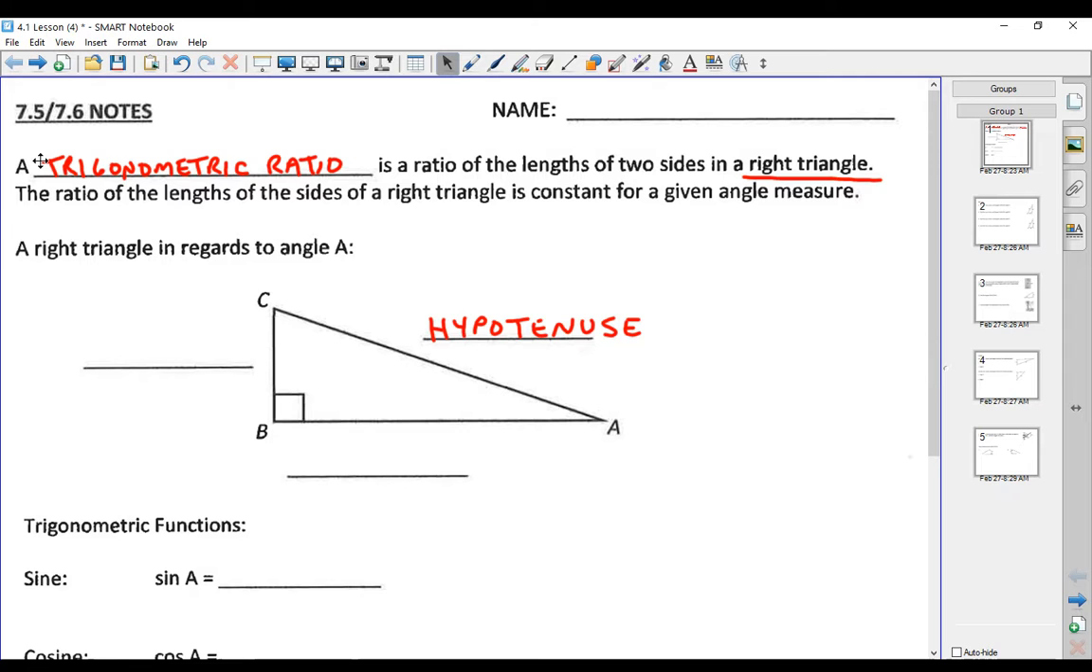Now, we want to look at this right triangle in regards to angle A. So here's angle A. Kind of imagine that as an eye looking across the triangle to this side. The eye is looking at what we call the opposite side of the triangle. The opposite side is always across from the angle that we're looking at. And then the other side of the triangle that touches the angle is called the adjacent side.